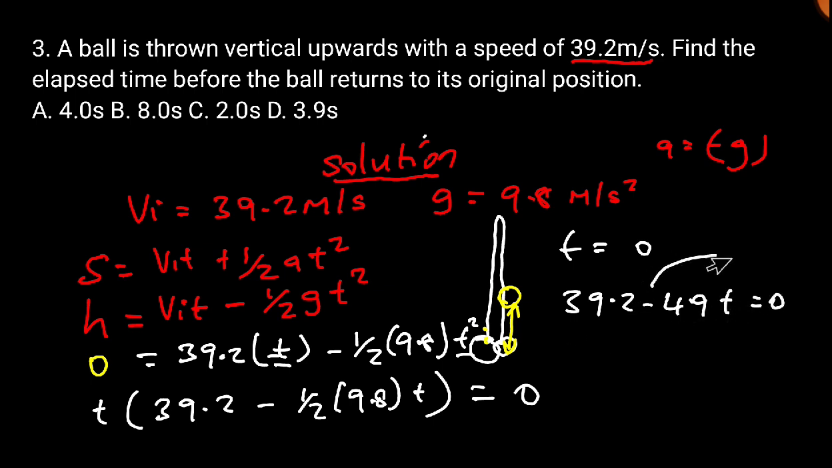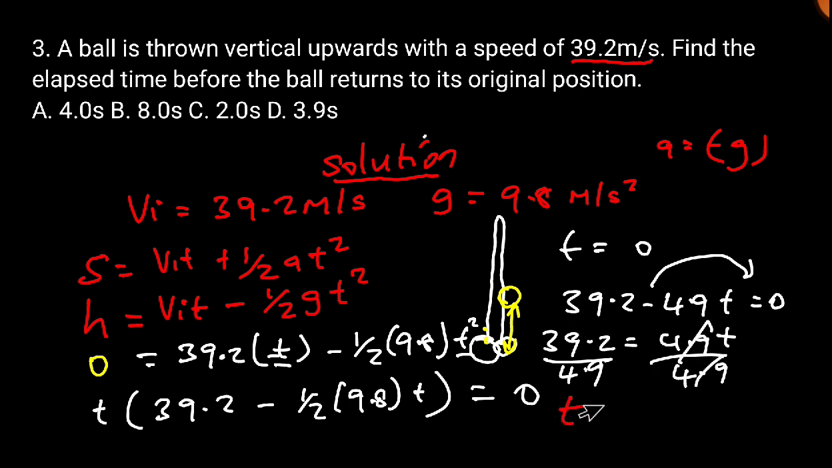So let's take this to the right hand side. We have 39.2 equals 4.9t. So let's divide both sides by 4.9. Then this and this will cancel. We have that t is equal to 39.2 divided by 4.9. This is equal to 8 seconds. So this is the answer to this question.